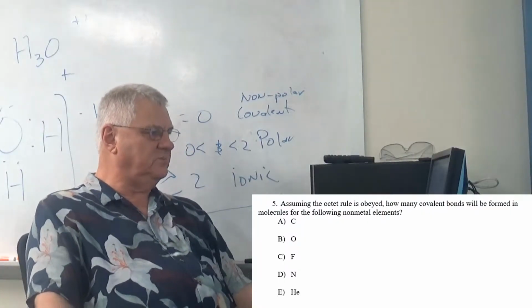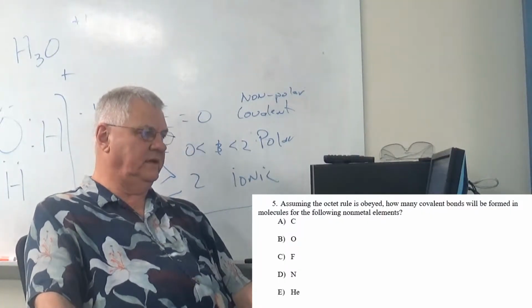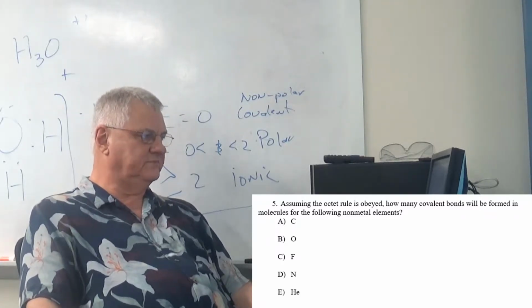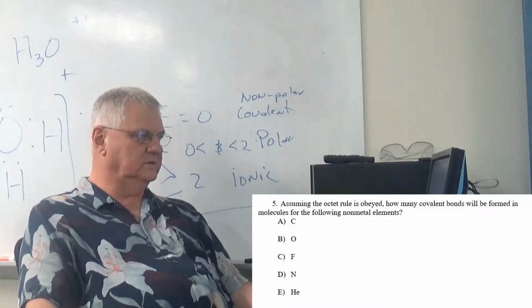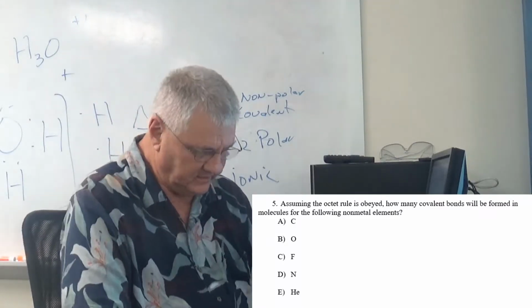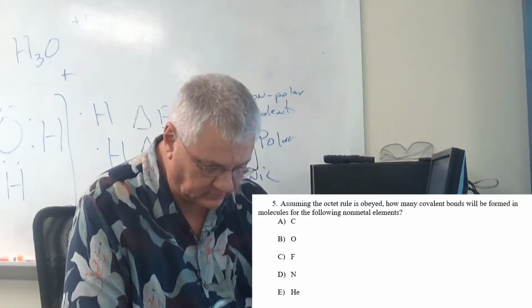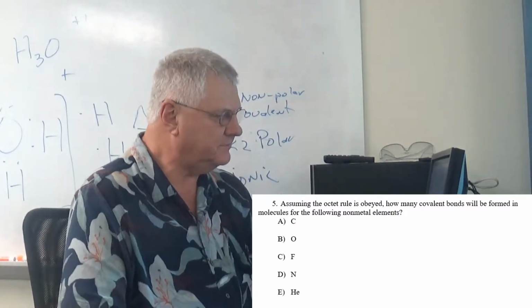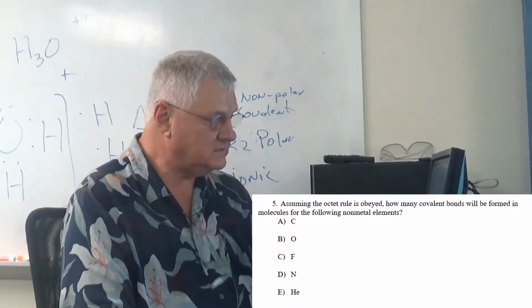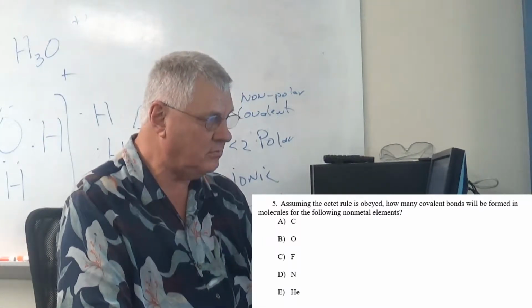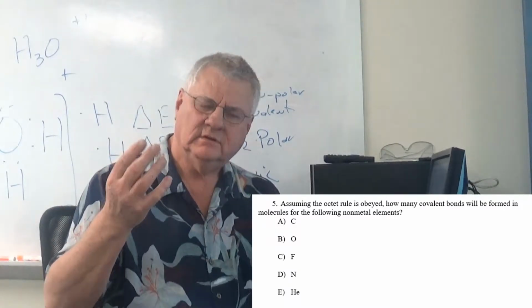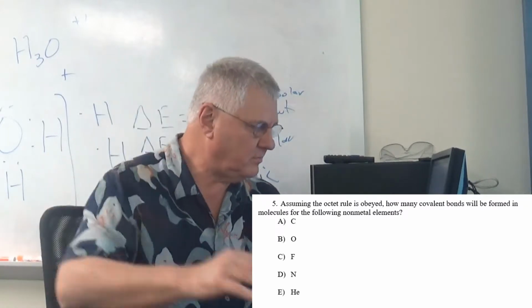Assuming the octet rule is obeyed, how many covalent bonds will be formed in molecules for the following non-metal elements? And of course, there's one element on there that doesn't obey the octet rule at all, so you should know the answer to the question. How many covalent bonds does carbon typically form? 4. It has 4 valence electrons. It wants 8, so it forms 4 bonds.